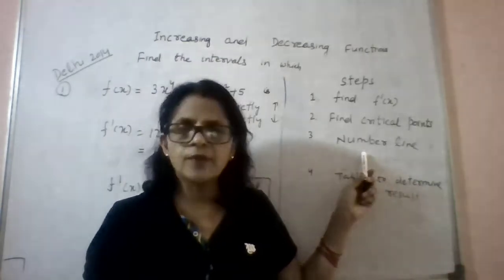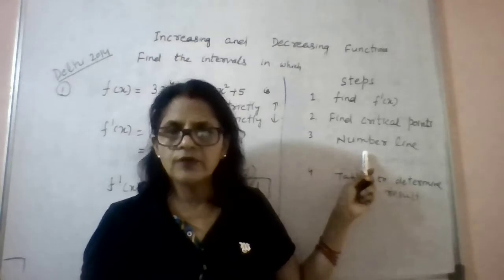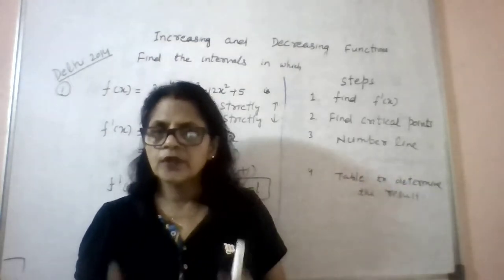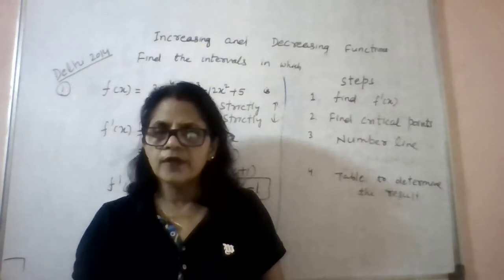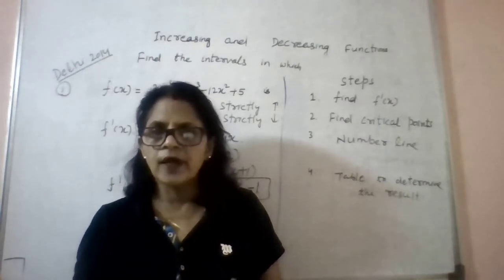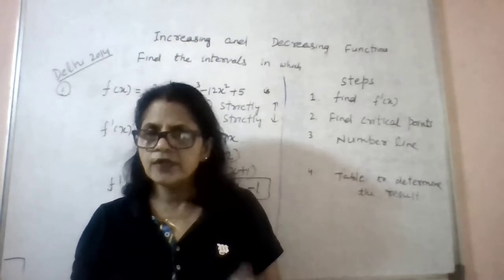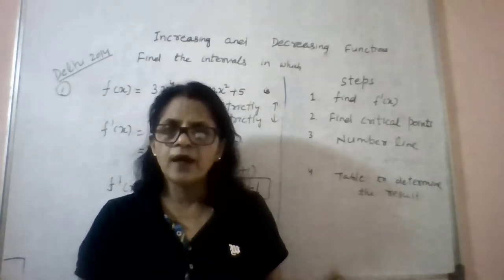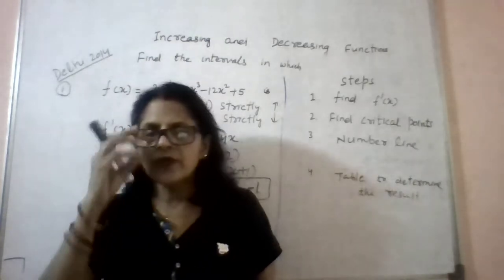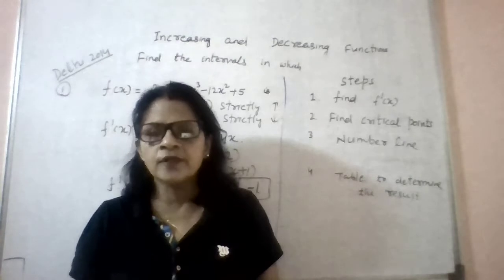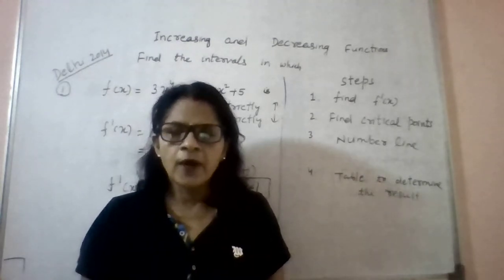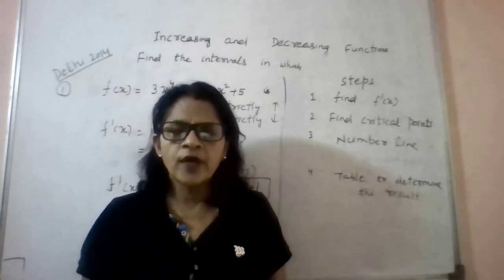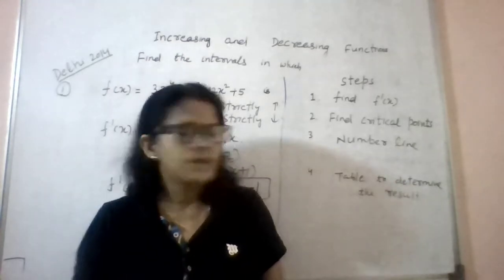Third step is number line. Here we will plot the critical points on the number line. If we have two critical points, it will divide the number line into three parts, and each part will be an interval, right? If we have three critical points, it will divide the number line into four parts. It means we are going to get four intervals there.